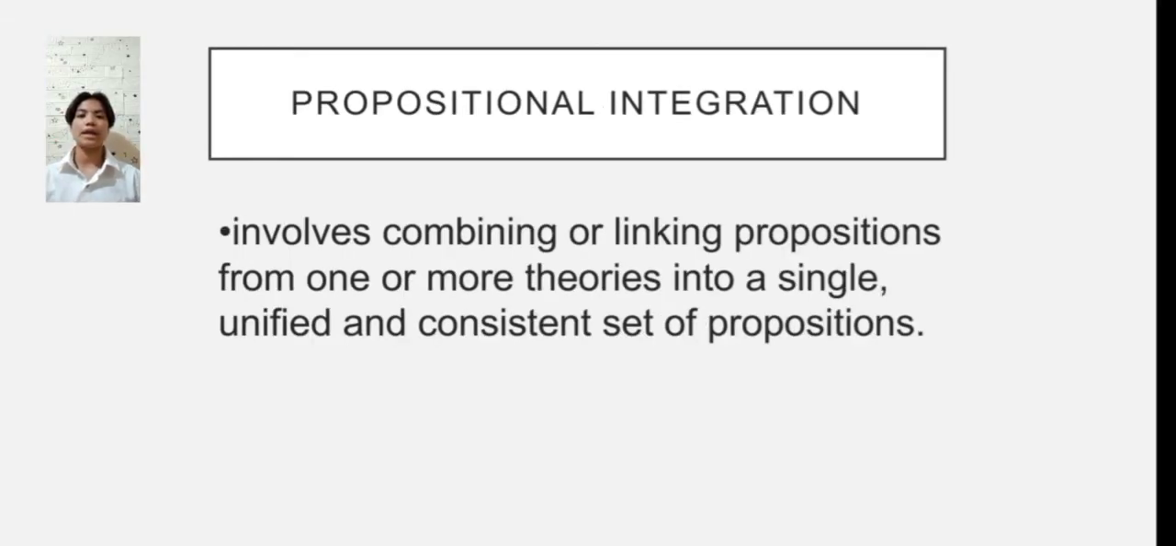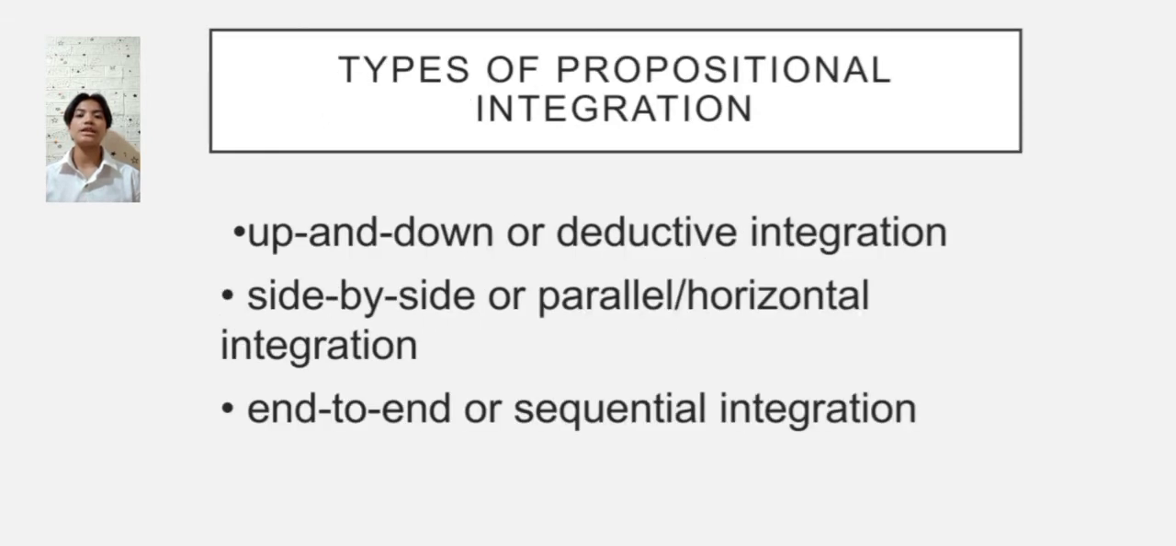Now, we're going to define the propositional. Propositional integration seeks to join theories based on the prediction each constituent's theories makes about crime and deviance, although they may have been derived through different concepts and assumptions. Propositional integration can be further classified into one of three possible subtypes based upon the way in which the constituents' theoretical propositions are linked together: up and down, or deductive integration, side-by-side or parallel or horizontal integration, and end-to-end or sequential integration.